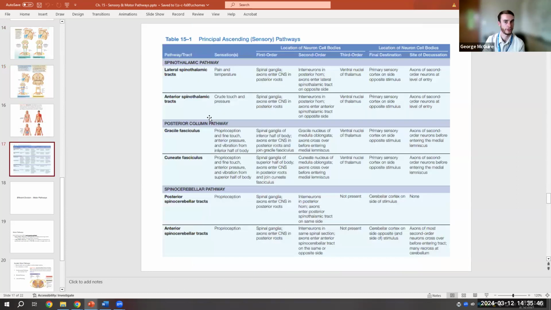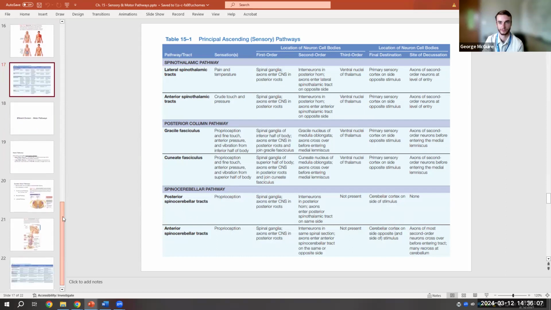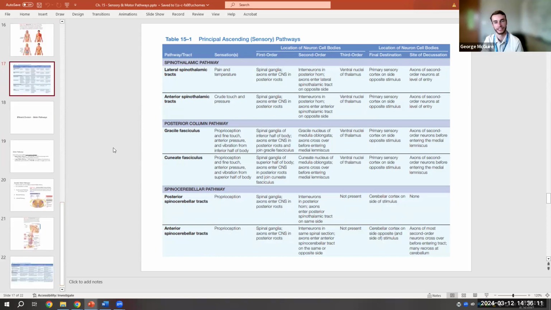And then for the spinothalamic pathways, just knowing the name and type of information. So crude touch and pressure, and then pain and temperature. And then there's nothing on our study guide about the spinocerebellar, so you will not be asked about information related to this on the exam, the assessment. But those are our three principal ascending sensory pathways.